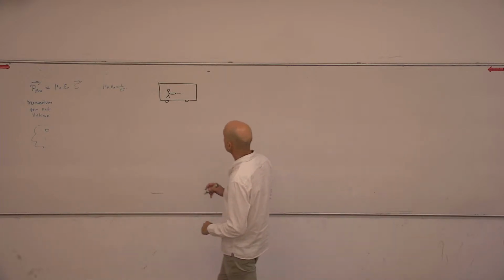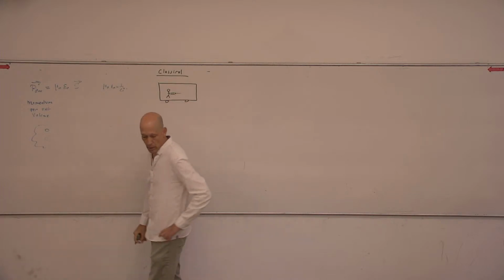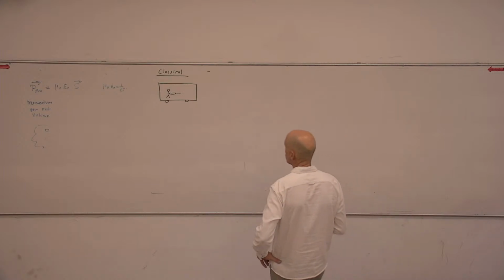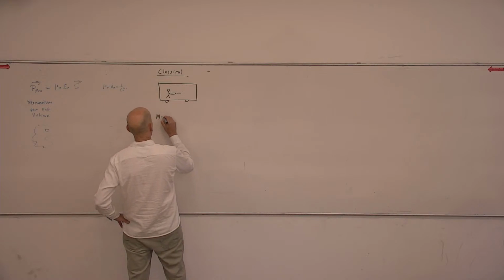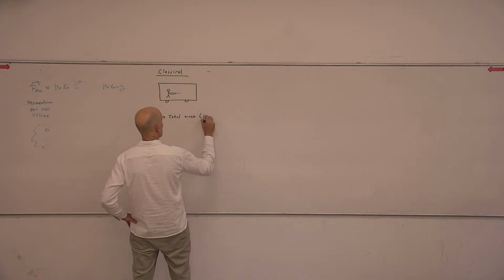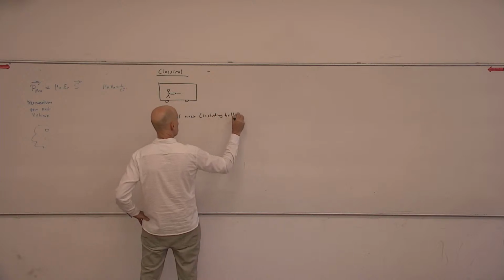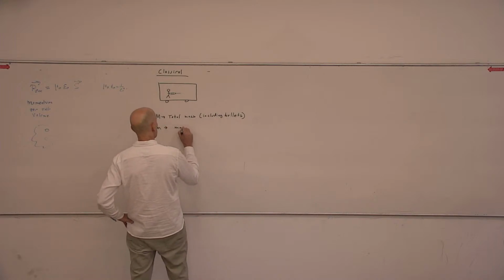To understand this, let us start from the classical description where, instead of light, we are just shooting some bullets. It's a cowboy shooting some bullets. So we will define M as the total mass, including bullets, and m is the mass of the bullets, maybe one bullet.